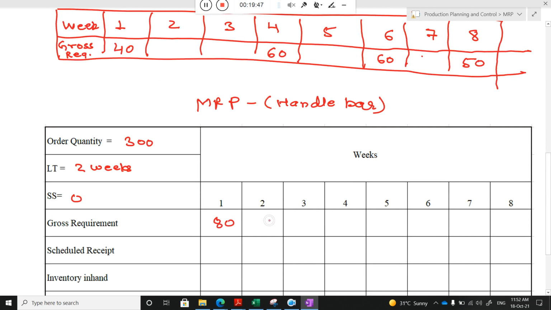Now at week 2 there is no requirement as per the master production schedule, week 3 no requirement, week 4 there are 60 wheelbarrows needed. So how much handlebar is needed? 120, right? Can I write 120, class? Yes. Okay, so week 5 again 0, week 6 how much? 120. And week 8 how much? It is 50. I'm sorry, 100, 2 handlebars each, right?